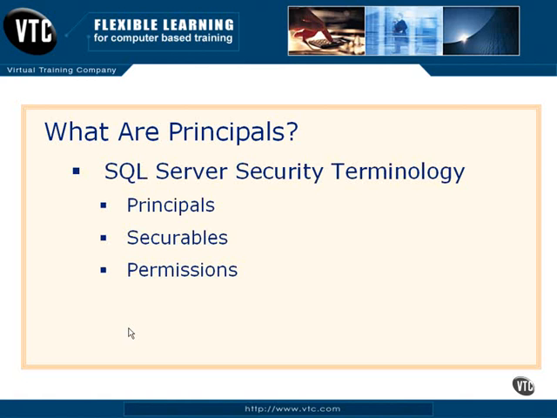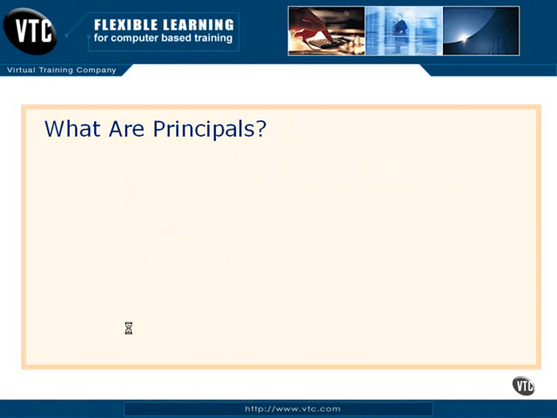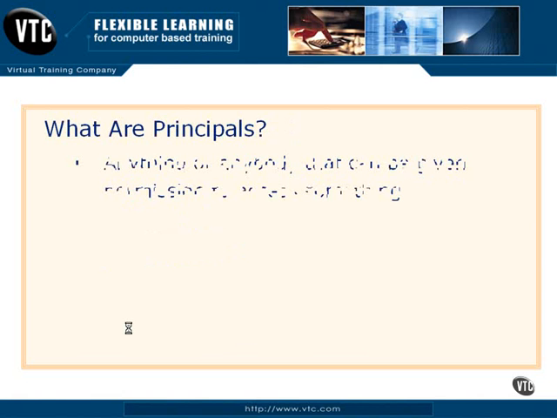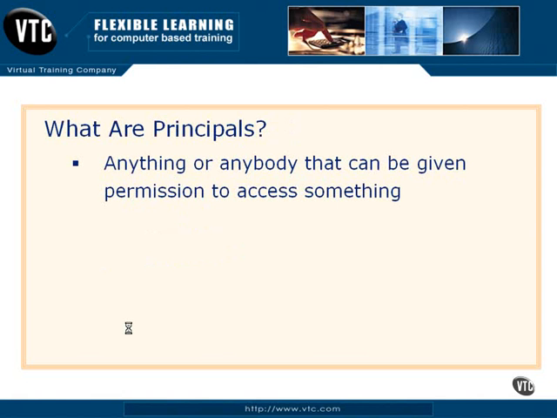And by separating these into these 3 levels, it makes it easier for you to visualize exactly how security should be constructed and managed. So let's jump in first and talk about what exactly are principals. Well, a principal, simple definition, is anything or anybody that can be given permission to access something. Now that breaks down into 2 different types.